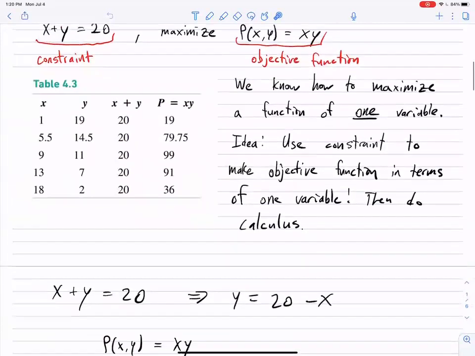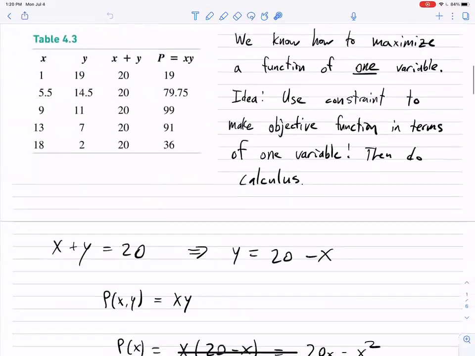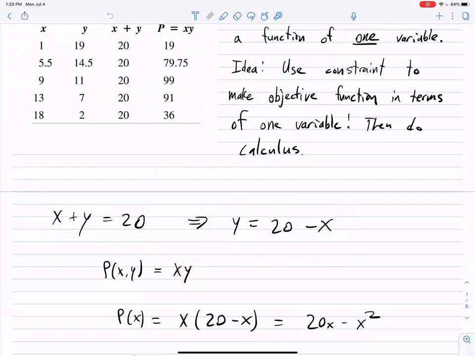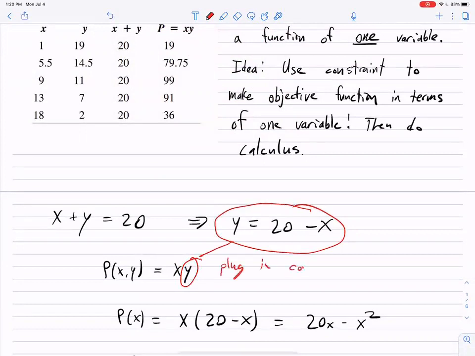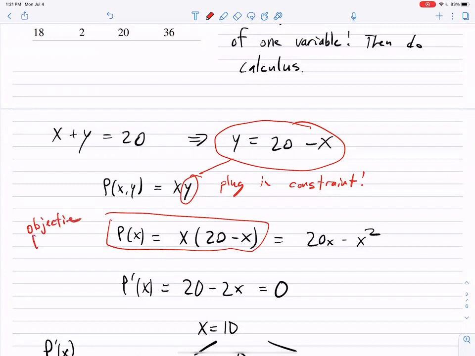So how do we do that? Take the constraint function, and let's solve for one of the variables. For instance, we can solve for y. So y equals 20 minus x. Plug this right in for y right there. Maybe I'll even put that in red. So we plug in the constraint, and now we have an objective function in one variable, in a single variable.